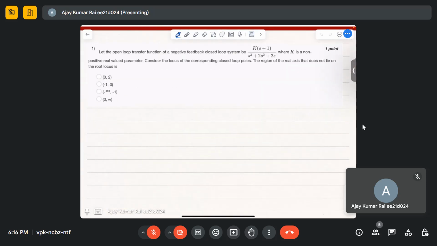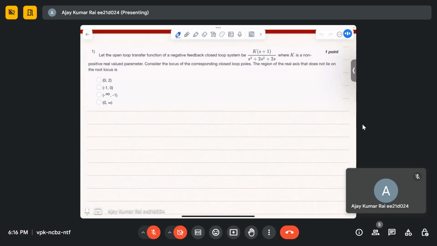I'll read the question. Let the open loop transfer function of a negative feedback closed loop system be as given. Here we have negative feedback, that means H(s) is equal to 1. The open loop transfer function is given here, where k is a non-positive real valued parameter. Consider the locus of corresponding closed loop poles. The region of real axis that does not lie on the root locus is.